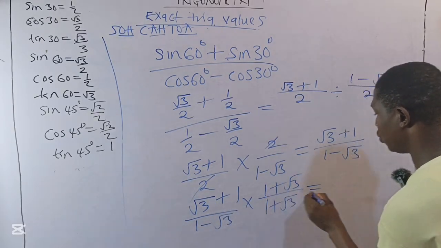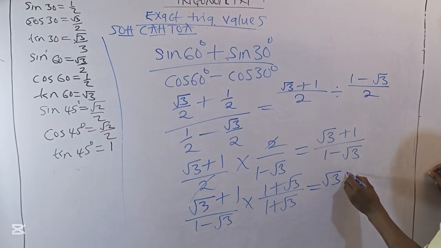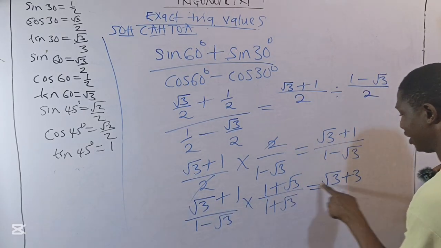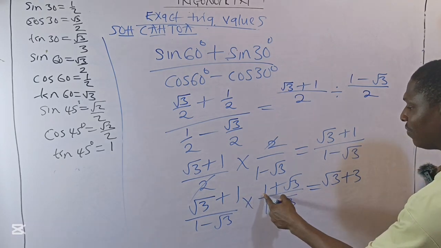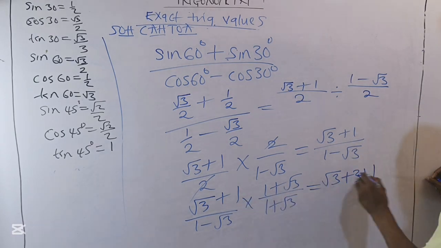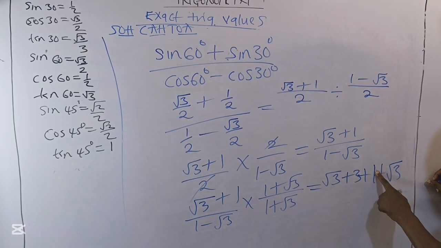So root 3 times 1 will give me root 3. Root 3 times root 3 will give me ordinary 3. Remember, there's a plus here, because plus times plus is plus. And plus times plus is plus. 1 times 1 is 1. And plus times plus again is plus. 1 times root 3 will give me root 3.